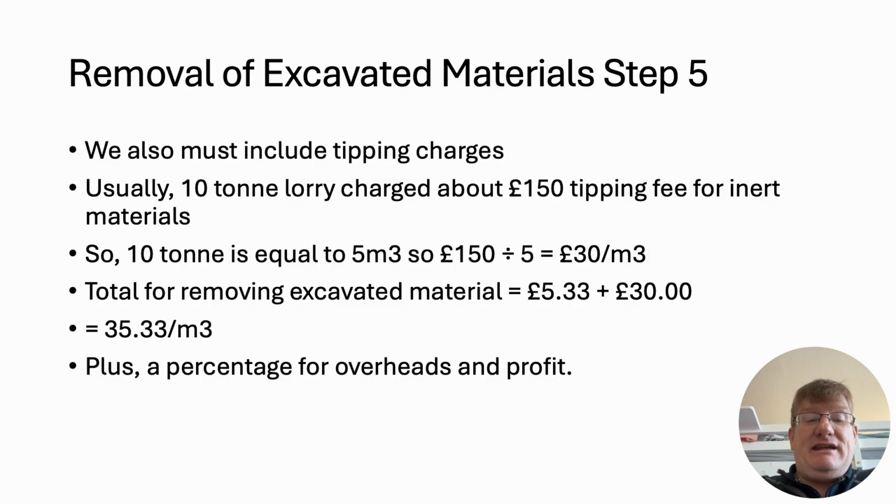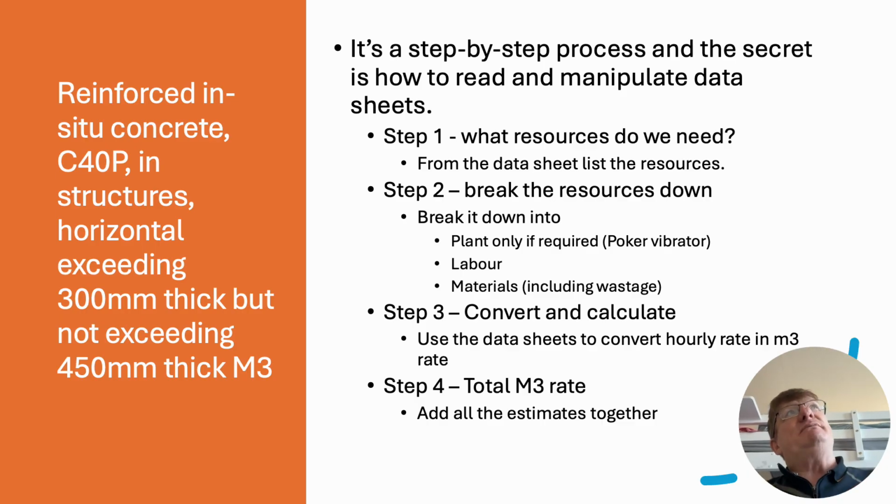So 10 tonnes is equal to 5 metres cubed. So £150 divided by 5 gives me £30 per metre cubed. So the total for removing excavated material, £5.33 plus £30 for the tipping fee, gives me £35.33 a metre cubed. And then I add on a percentage for overheads and profit. Okay, I'll be honest with you, that's probably the most difficult calculation.